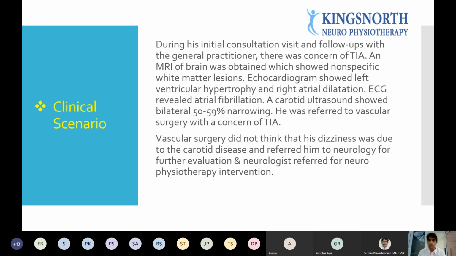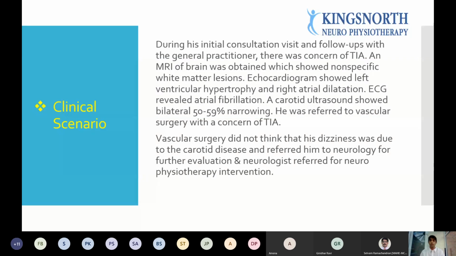During his initial consultation visit and follow-ups with the general practitioner, there was a concern of TIA. An MRI of brain was obtained, which showed non-specific white matter lesions. And the echocardiogram showed left ventricular hypertrophy and right atrial dilation. And they have revealed atrial fibrillation in the ECG as well. And you can see there is an ultrasound that showed carotid artery narrowing, which is 50 to 59%.